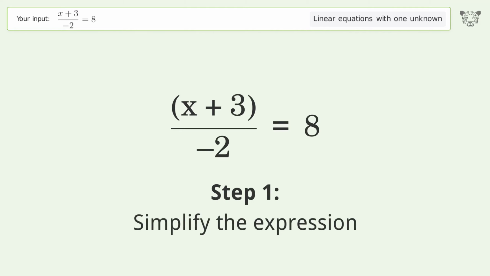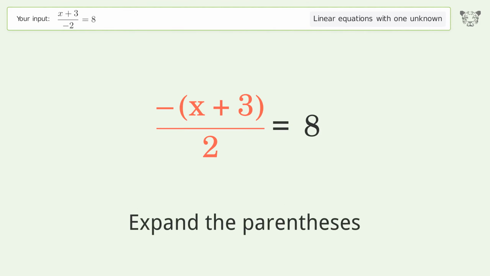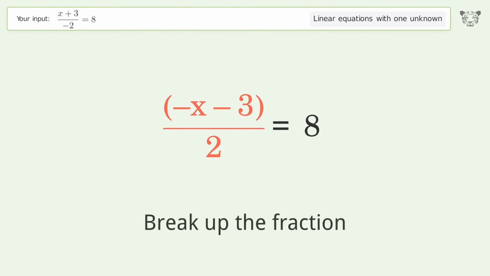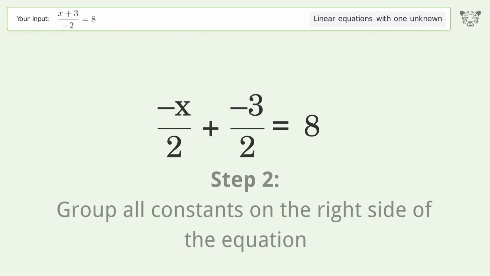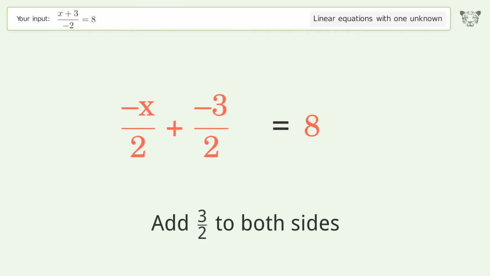Simplify the expression. Move the negative sign from the denominator to the numerator. Expand the parentheses. Break up the fraction. Group all constants on the right side of the equation. Add 3/2 to both sides.